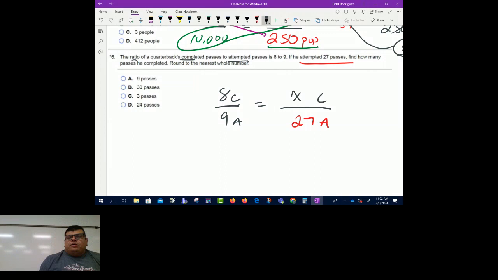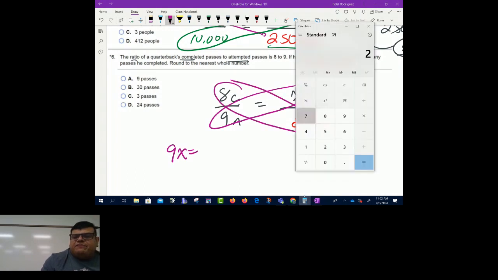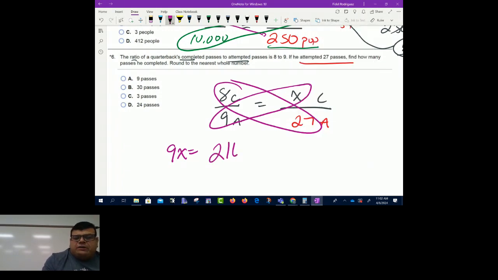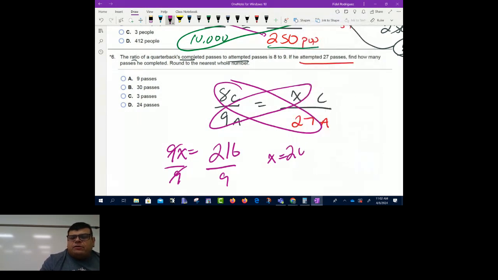Great. So look, y'all, we're going to cross multiply again, right? We're going to go like this. 9 times x is a 9x. What's 8 times 27? ¿Quién sabe? Let's figure it out. 216. And then again, y'all, we always divide by the number in front of our x. Yeah, so which is 9. And we're going to end up with 24.